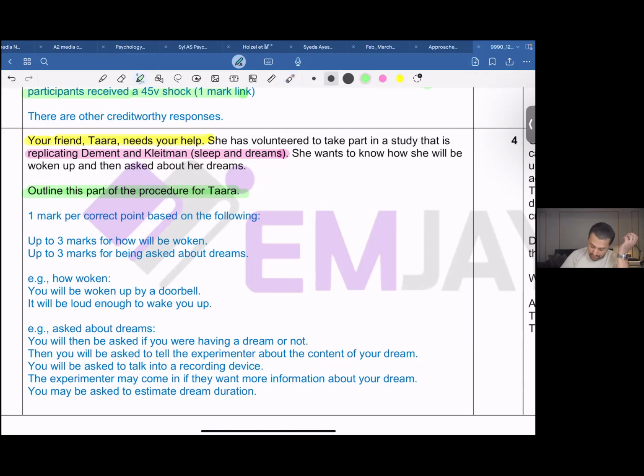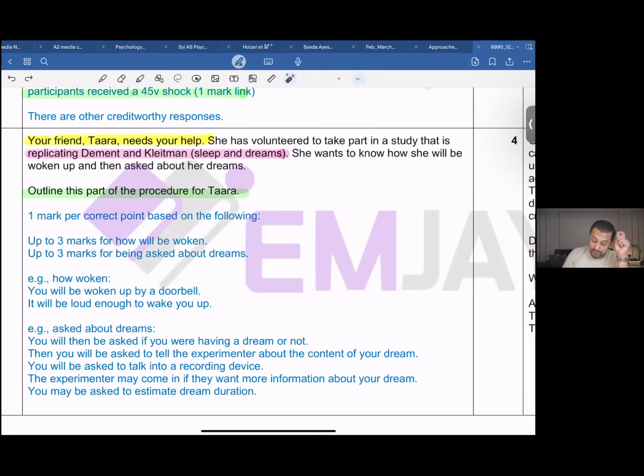Now, how do you score marks here? Let me read this again. See, I'm reading it again, and you shouldn't shy away from reading questions again. Read it once, twice, thrice. If you read it well, you understand it well. If you understand it well, you'd be able to score well. Keep that in mind.